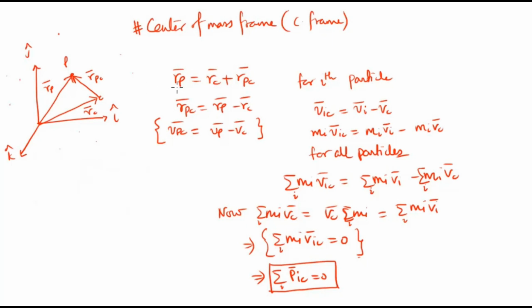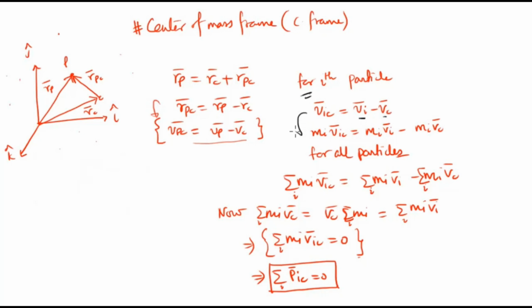So the vector going from C to P is the position vector of point P with respect to C, RPC. So I can write RP is going to be RC plus RPC, or RPC is RP minus RC. This is just the relative position of particle P with respect to C, and if I differentiate it, I'll get VPC is equal to VP minus VC. This is for any general particle i. So for the ith particle, where i goes from 1 to n, suppose there are n particles, VIC is going to be VI minus VC. So the velocity of the ith particle with respect to center of mass is the velocity of the ith particle with respect to ground minus the velocity of center of mass with respect to ground.